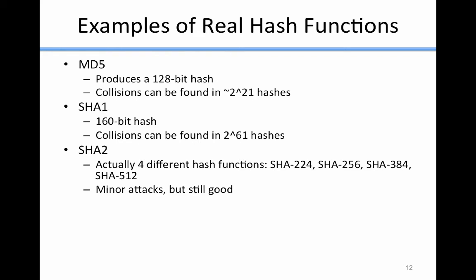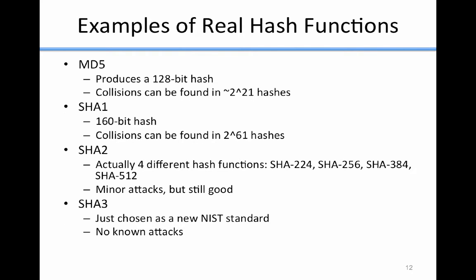SHA-2 is another option that people are shifting to from SHA-1, but SHA-2 is actually 4 different hash functions, just with different names: SHA-224, 256, 384, and 512. As you can probably guess from the names, the number in the name is the number of bits of the hash output. SHA-2 has some very, very minor attacks, but really nothing substantial, so we still consider it good and strong for security. Because remember, cryptographic primitives are considered secure only if really smart people can't break them. So really smart people haven't found anything yet, but they may in the future.